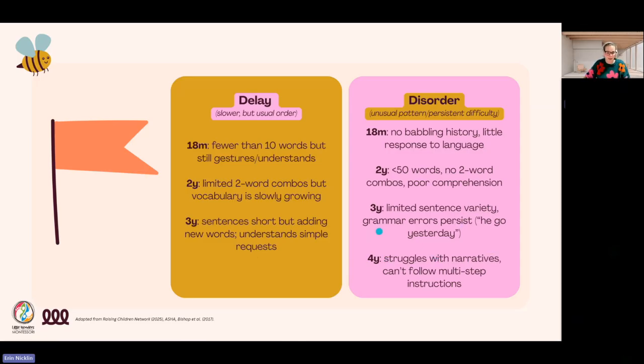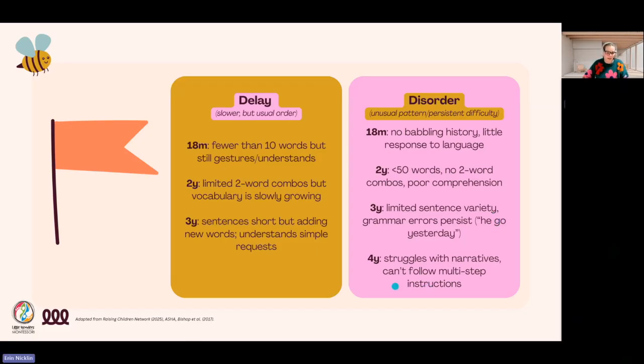Whereas if we're looking at disorder, a 3-year-old might be limited to sentence variety, or limited sentence variety, sorry. So we might only be saying, you know, mummy shoes, mummy keys. We might have grammar errors that persist. So here go yesterday. Another one that I see very commonly, and A doesn't equal B, but often I'll start to see at this 3 years, we start having difficulty with our pronouns. And usually we'll just use one single pronoun for a lot of different things. That usually kind of flags for me.